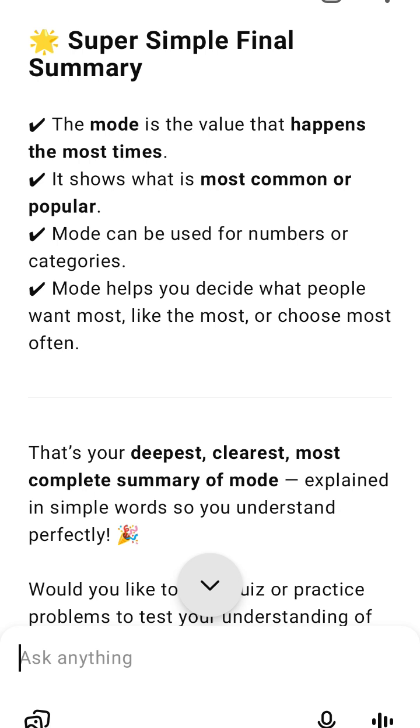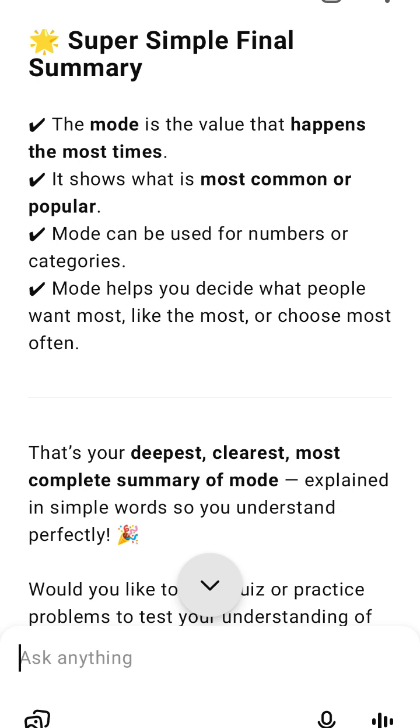Super simple final summary. The mode is the value that happens the most times. It shows what is most common or popular. Mode can be used for numbers or categories. Mode helps you decide what people want most, like the most, or choose most often. That's your deepest, clearest, most complete summary of mode in simple words so you understand perfectly.